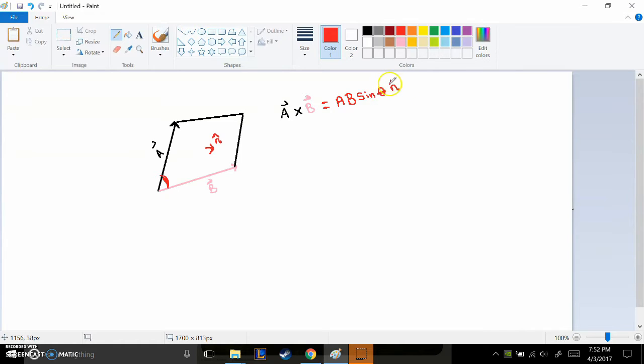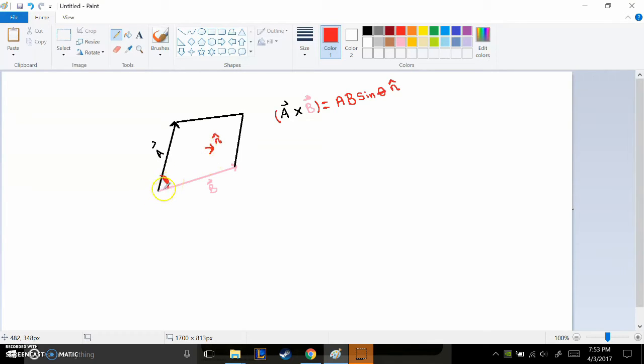And in order to indicate the direction, we apply a normal vector. So this operation returns a vector. So we start with vectors and we end with vectors. This is a unit vector, so recall its magnitude is 1. It's perpendicular to this A and B plane. And the right-hand rule will determine the direction of this.